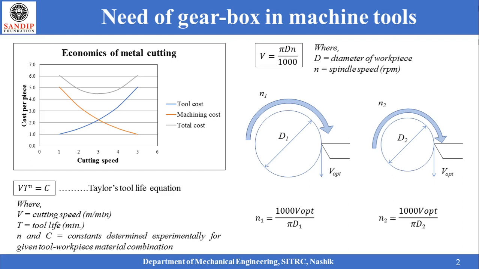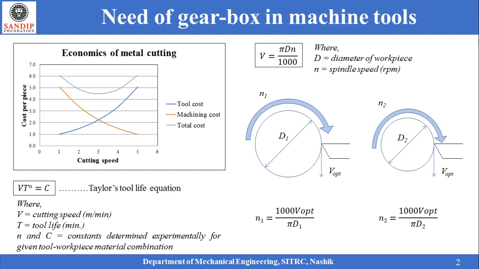Let us discuss about the tool cost considering Taylor's tool life equation given by V T^n = C, where V is the cutting speed in meters per minute, T is tool life in minutes, n and C are the constants which are determined experimentally for given tool workpiece material combination. Which means once the tool workpiece material combination is fixed, the value of n and C will remain constant.